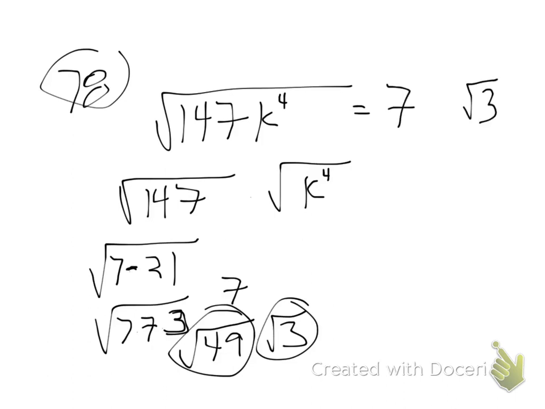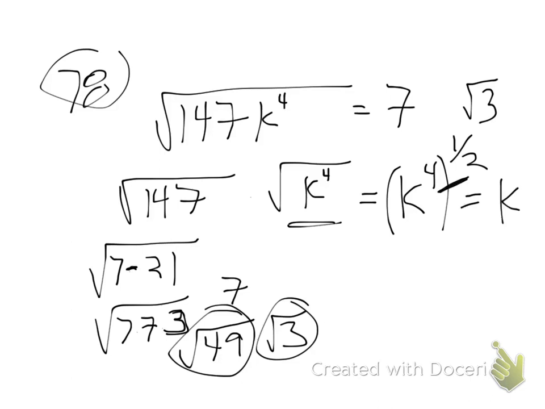Now we get to our variables. We have the square root of k to the fourth. A couple different ways we can do this. You can remember that a square root is an exponent of 1/2. So this is the same thing as k to the fourth to the 1/2. Whenever you have an exponent raised to an exponent, you just multiply those, and that becomes k squared.